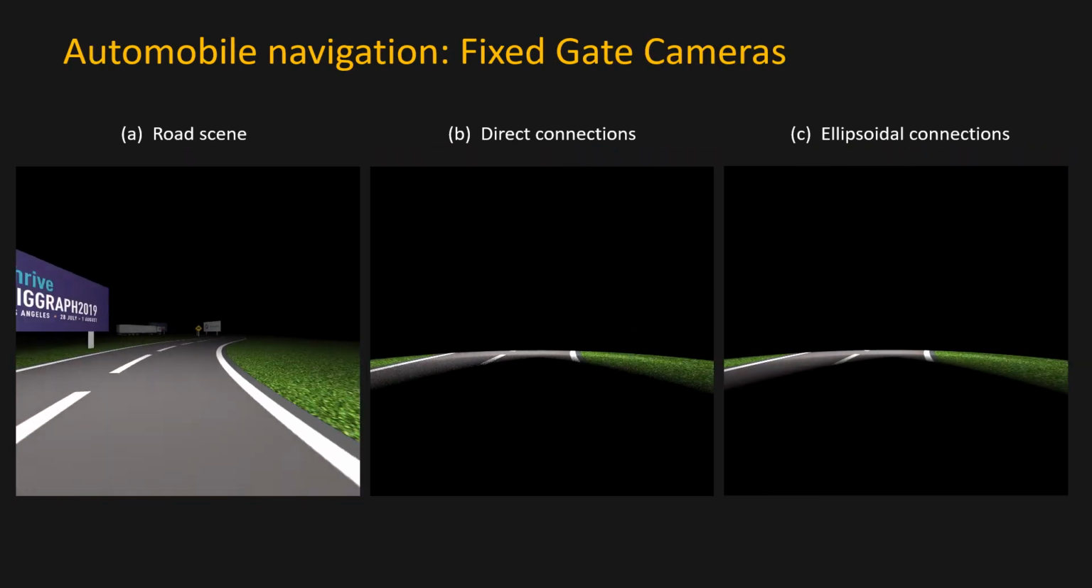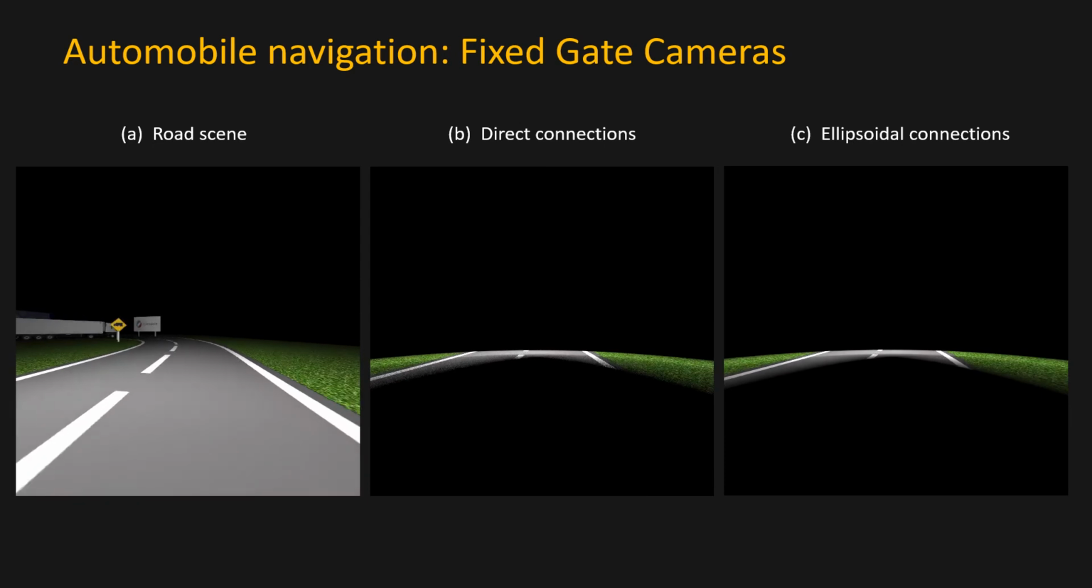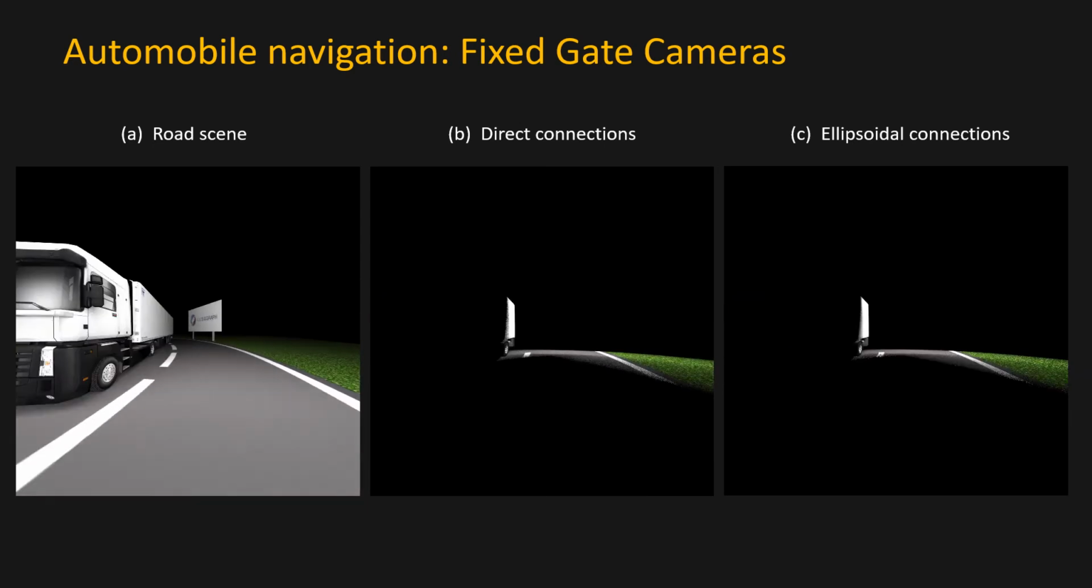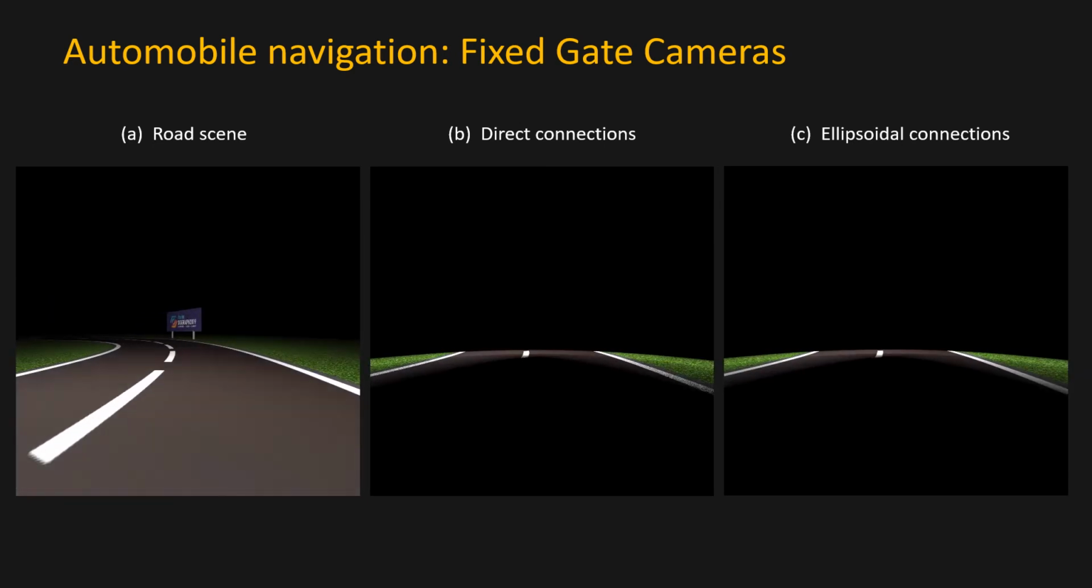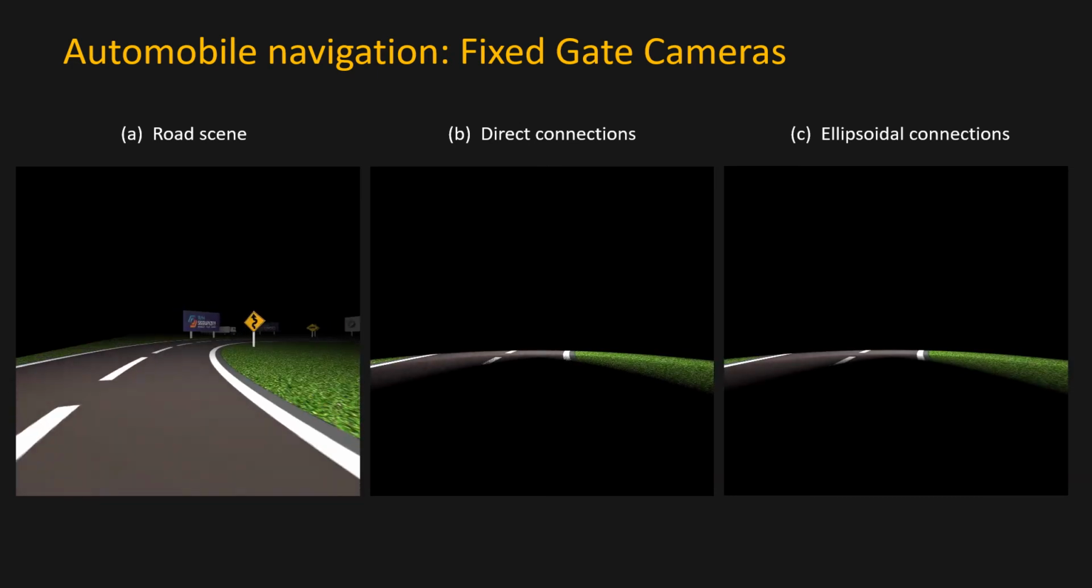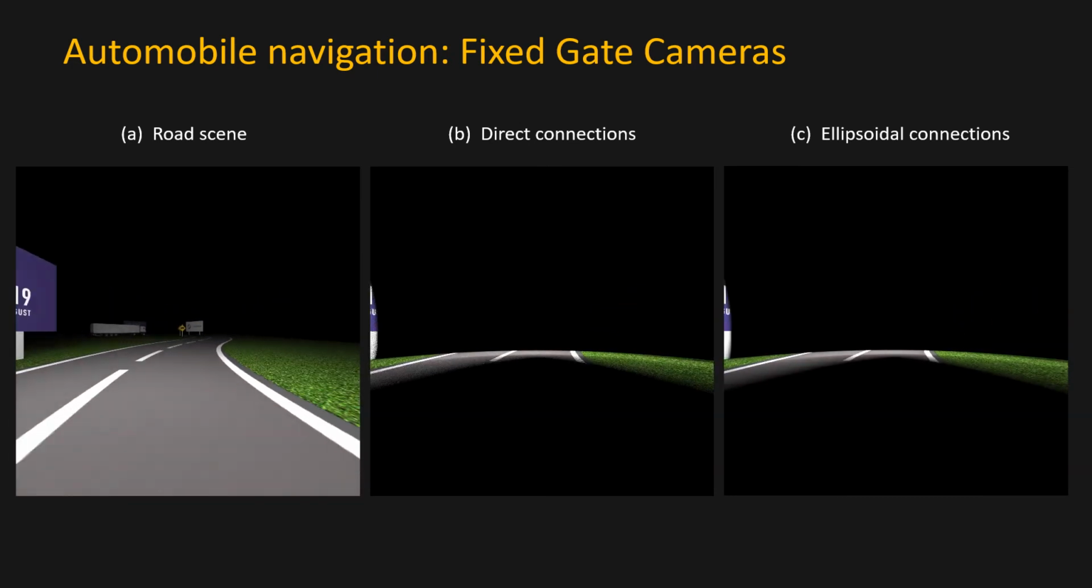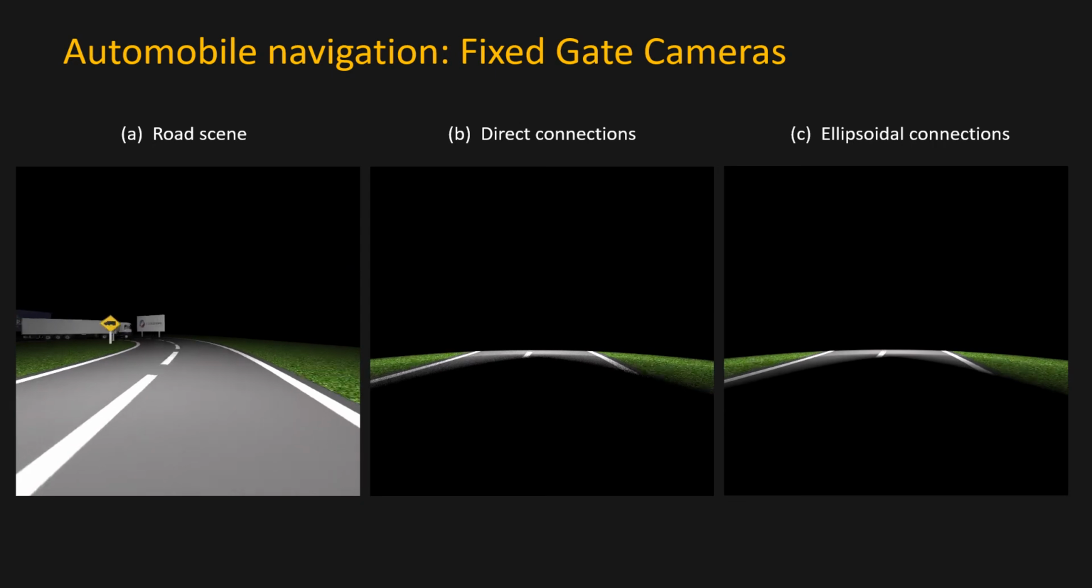Fixed time gate cameras are also used in automobiles to image photons coming from a particular time range of interest. For this road scene, we can observe that ellipsoidal connections are effective compared to direct connections in rendering automobile gated cameras.